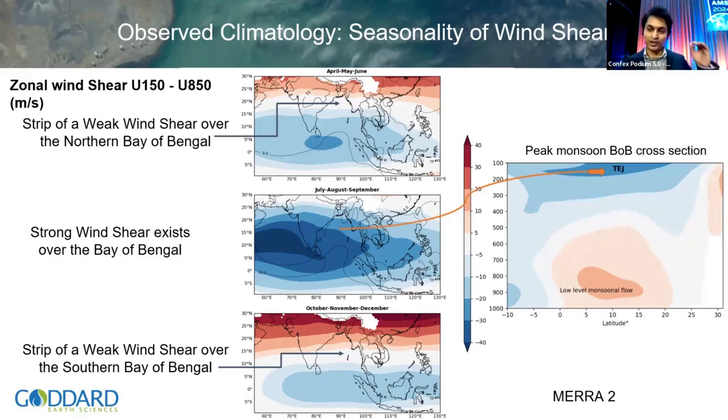And if we compute the tropical easterly jet, which is negative, minus the low-level monsoonal flow, we have a very negative, strong wind shear that suppresses all tropical cyclone development. As a result, we don't have any tropical cyclones at that time, or very low numbers.